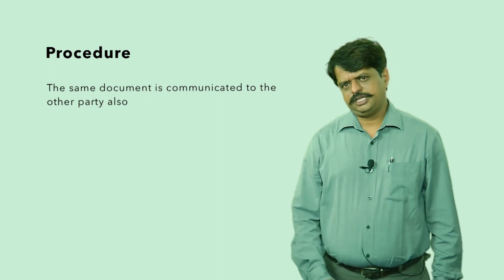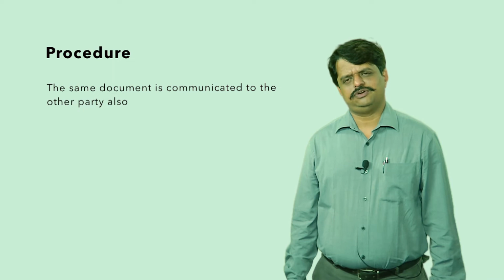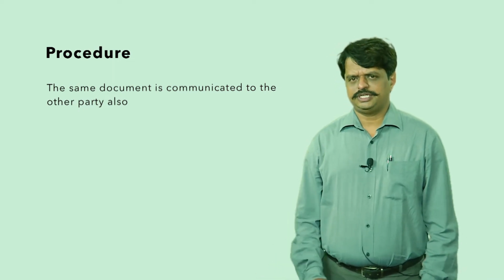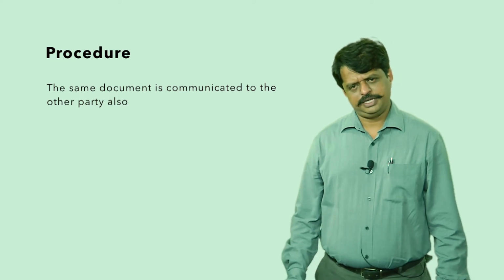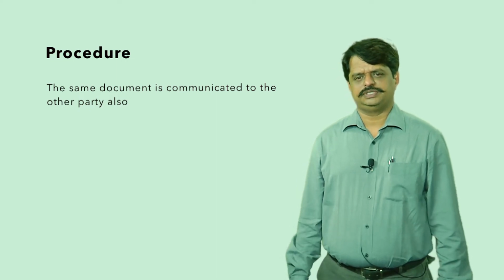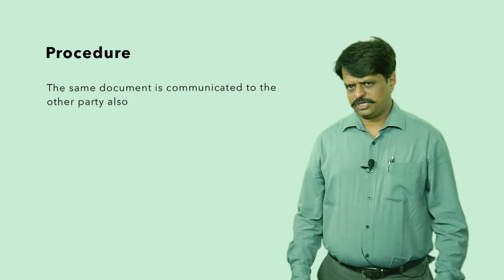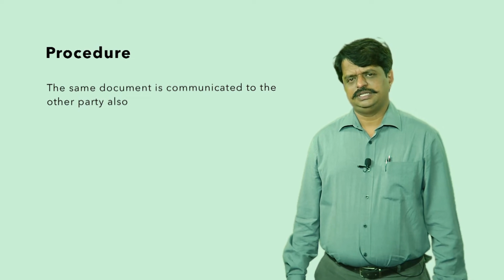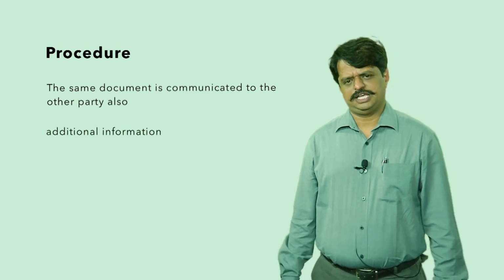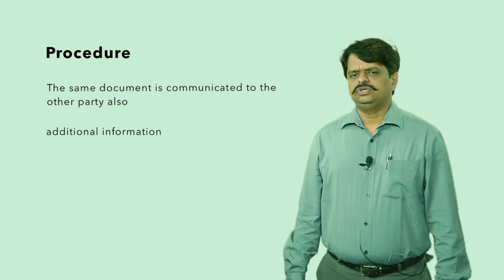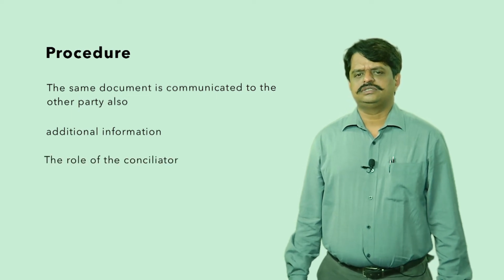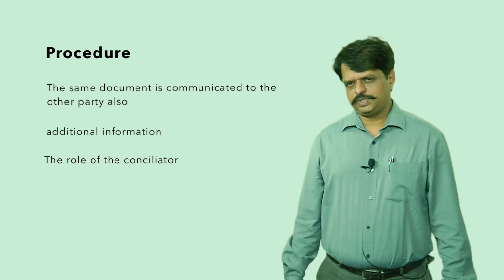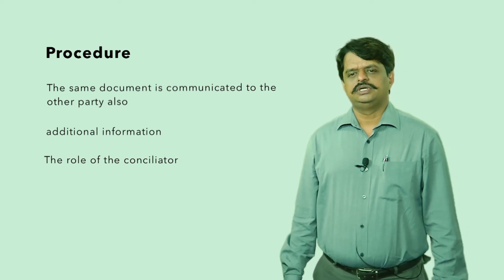Similarly, the other party which sends the communication to the conciliation officer, the same thing is sent to this party. So, there is a complete communication between all the parties as well as the conciliation officer. After going through the documents, if the conciliation officer feels that he needs more information, then he can call for additional information as well.